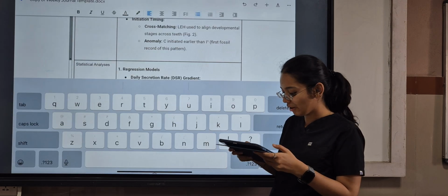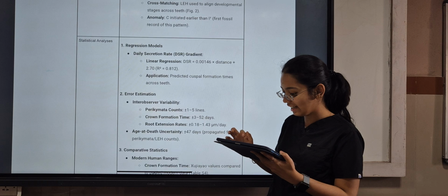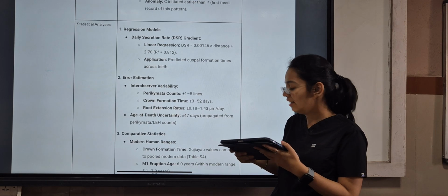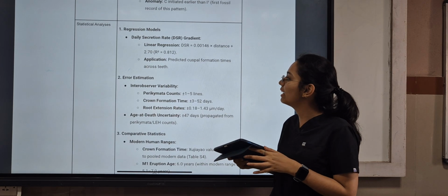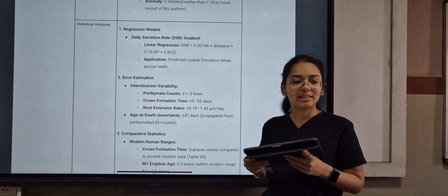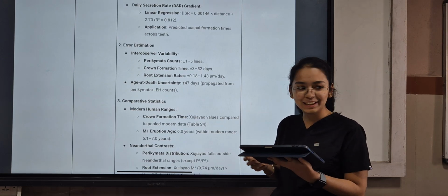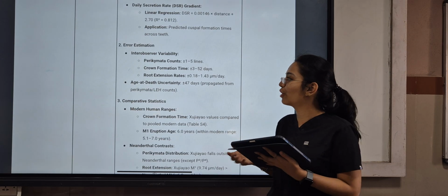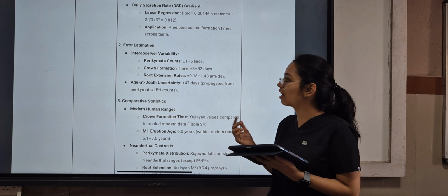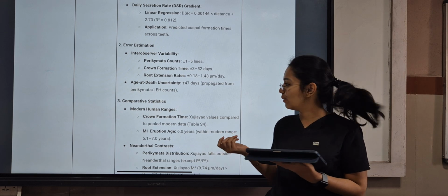They studied the daily secretion rate, that is the DSR gradient. Linear regression and its application was done to predict the cuspal formation times across teeth, and error estimation was done. Inter-observer variability for perikymata counts, crown formation time, and root extension rates was seen.